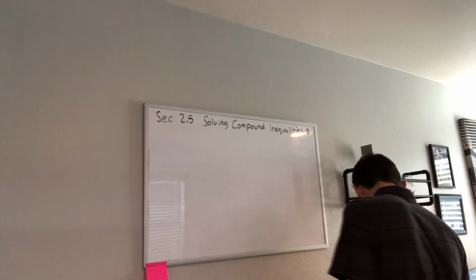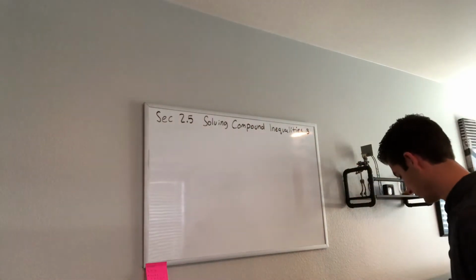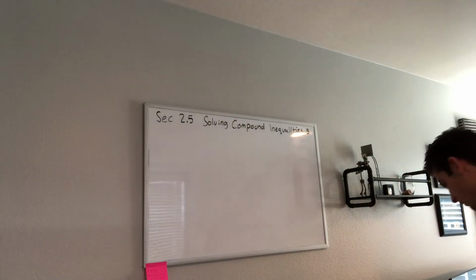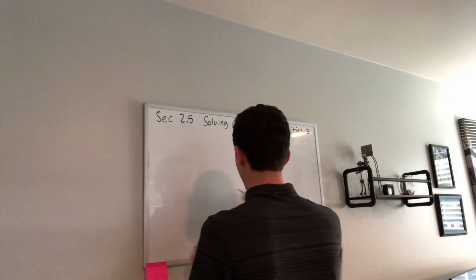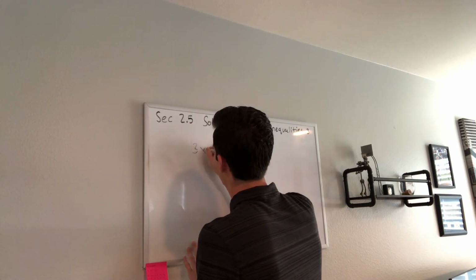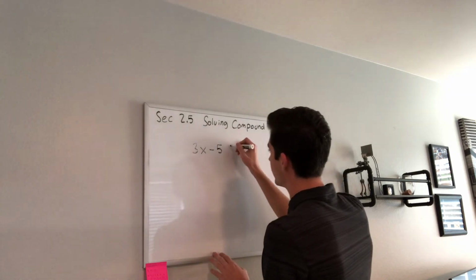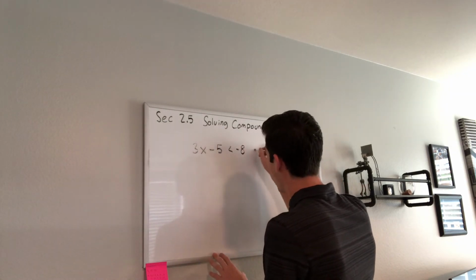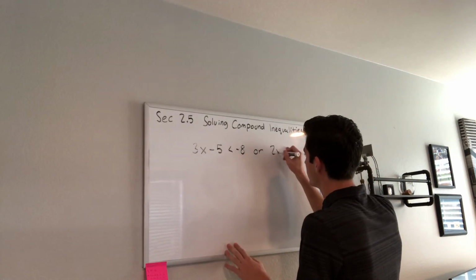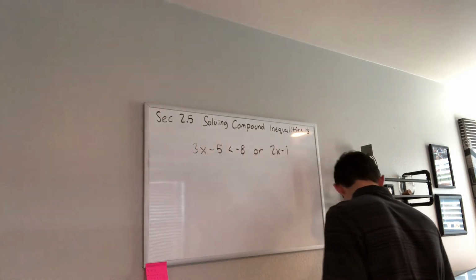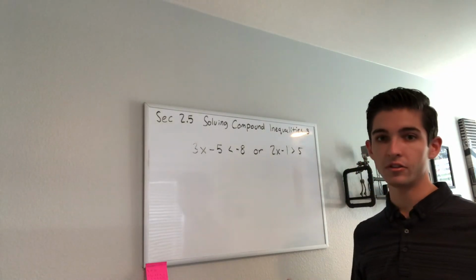We have solving compound inequalities with or, right? So what we're getting at, solving compound inequalities, what we just did was translating. So we have 3x minus 5 is less than negative 8, or 2x minus 1 is greater than 5. Well, just like we did yesterday, we split it into 2, right?